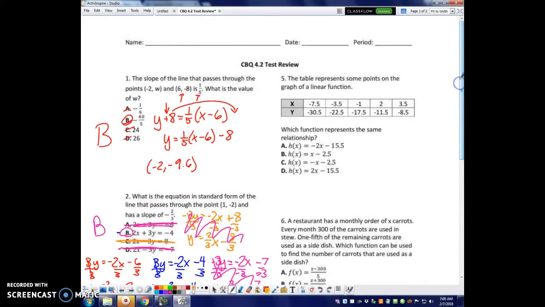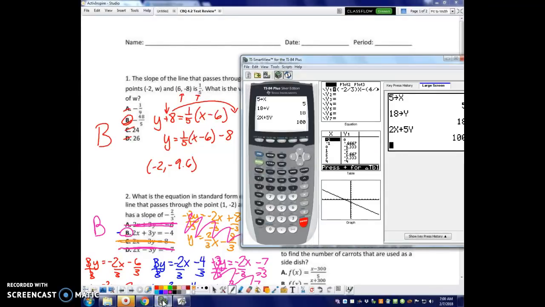All right, now looking at number 5. It says the table represents some points on the graph of a linear function. Which function represents the same relationship? What do you think we're going to use? Stat. Okay, so take out your calculator.